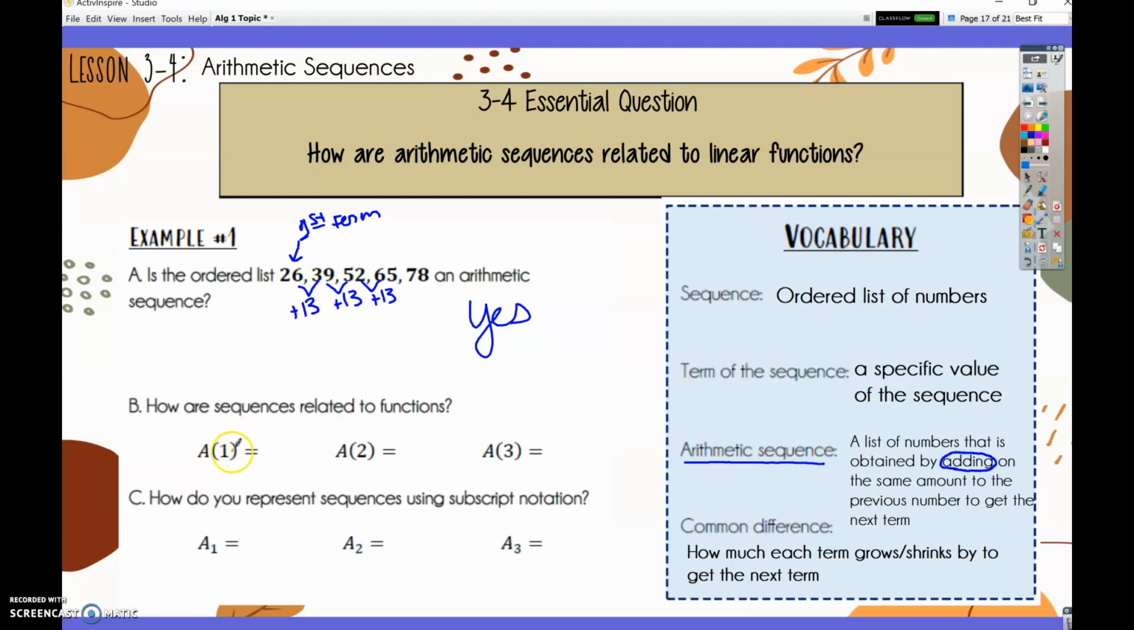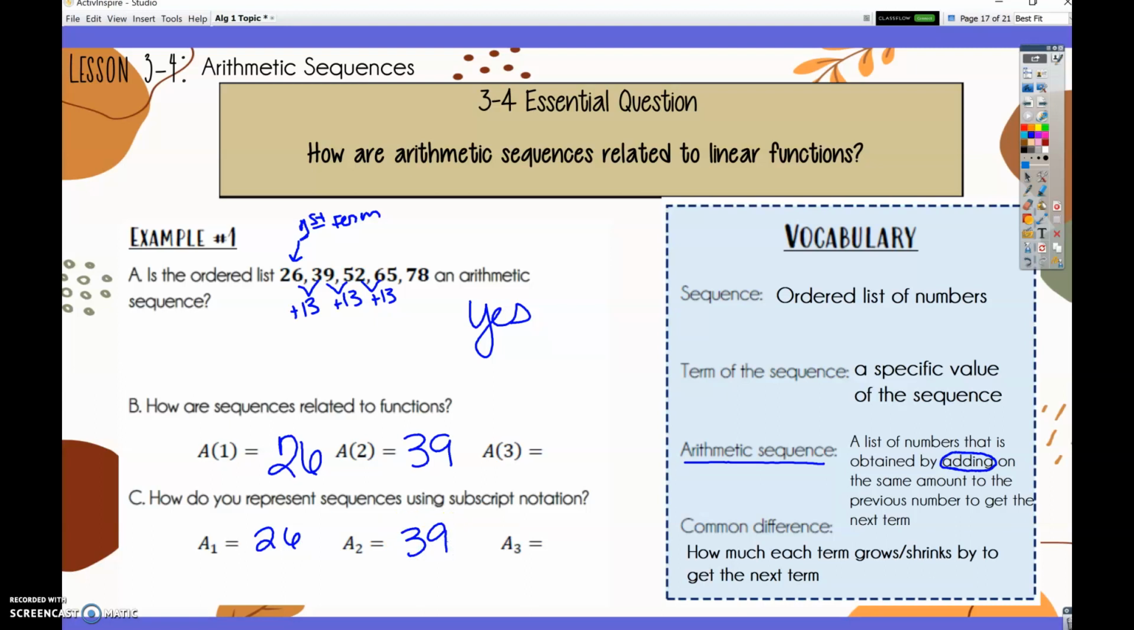We would say our first term in the sequence is 26. Our second term in the sequence is 39. Also, another notation is called subscript notation. The tiny little number below, this means the first term of your sequence, 26. The second term is 39, and so on.